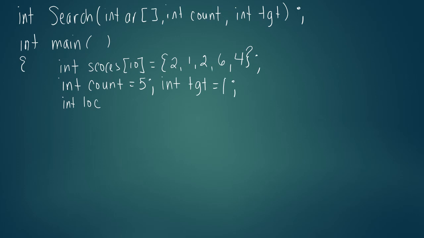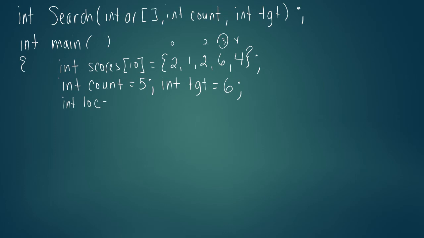So the target is going to be a 1. So it should, if the index is 0, 1, 2, 3, 4, the function would return a 1. That's confusing. So I will change the target to a 6, because that 1 is in the index 1. So I'll change the target to a 6, so the function should return a 3 because that's the location.